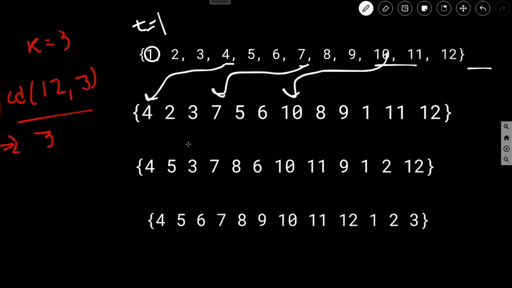So we can see that after shifting this array 3 times, the place of 1 will be at the end of the array, not at the start. The final array would be something like this, with 4 at the start. So we have 4 here now.